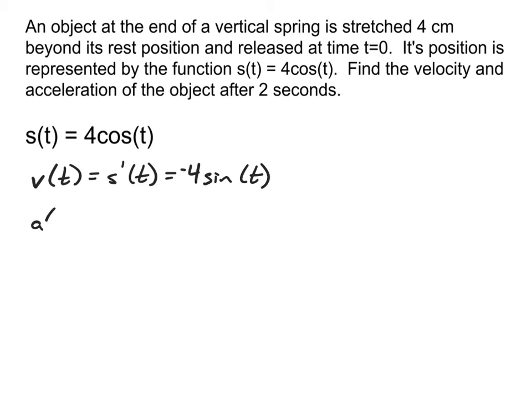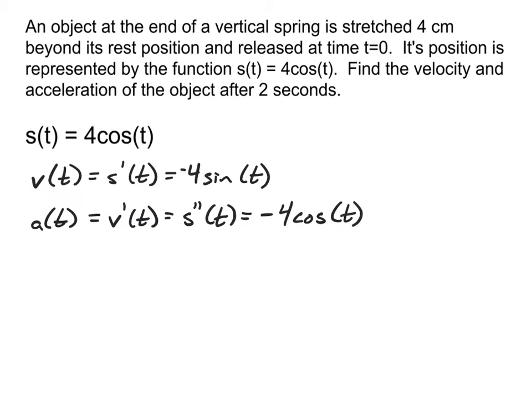A of t, remember, we find by doing the derivative of velocity. Or, if you want to think of it this way, you could also think of it as the second derivative of position. So basically, I'm just going to go up to this function and take the derivative of that. The derivative of that would be negative 4 times the derivative of sine, which is cosine, so it's negative 4 cosine of t. All right, those are our two general functions.